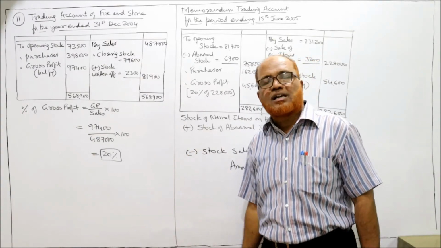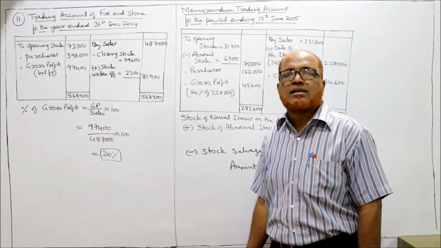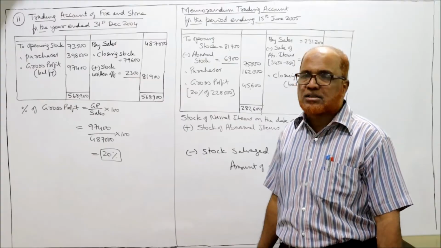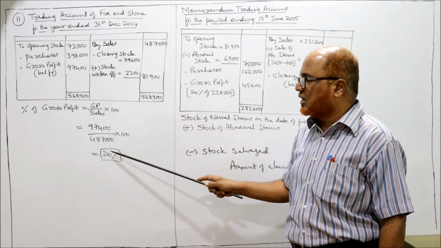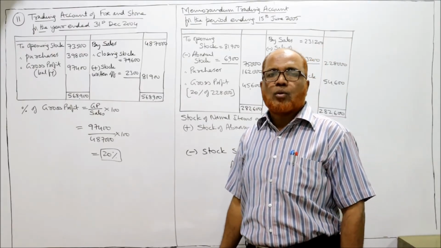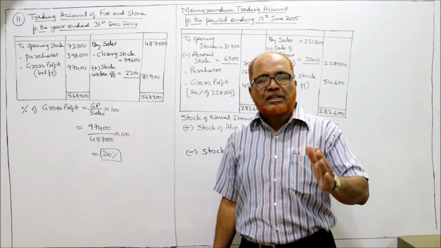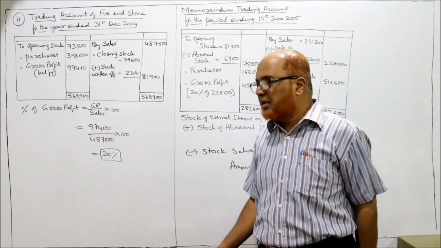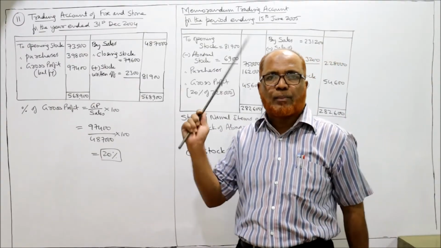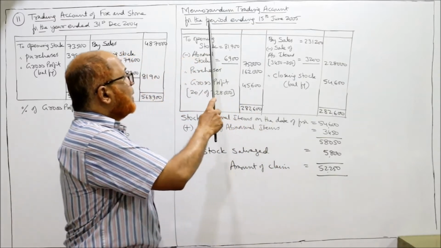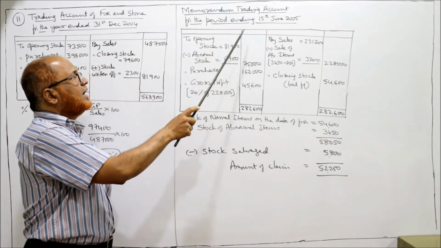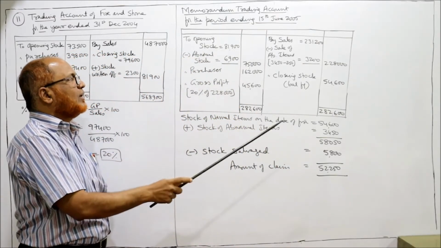Now we calculate percentage of gross profit on sales. So GP by sales into 100. So 97,400 divided by 4,87,000 into 100, 20%. Over, finished. So we have prepared the last year trading account, we got a GP ratio of 20%. That GP ratio we applied during the current year 2005. Now, memorandum trading account for the period ending 15th June 2005.